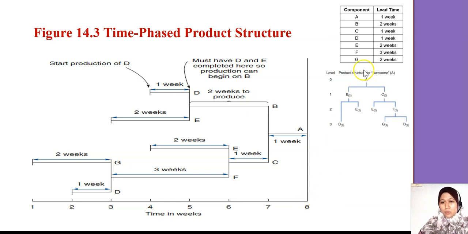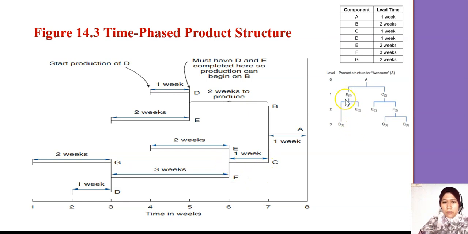So we work backward. So 8, and then we will go to B and C. B and C is 1 week. So we go to A, so B is 2 weeks, so 1, 2, should be 5. And then C is 1 week, so C for me is here.